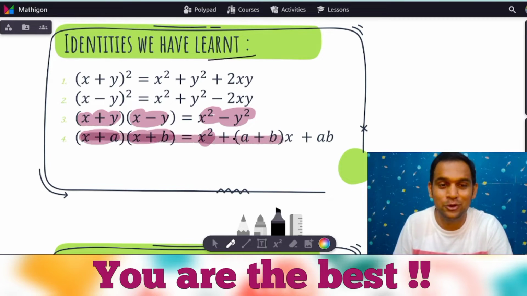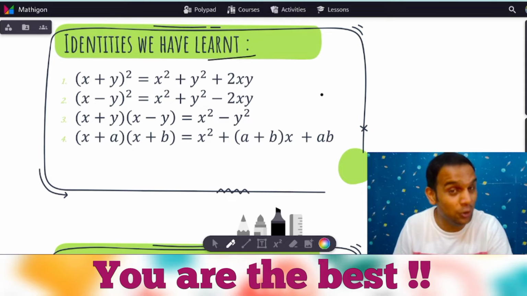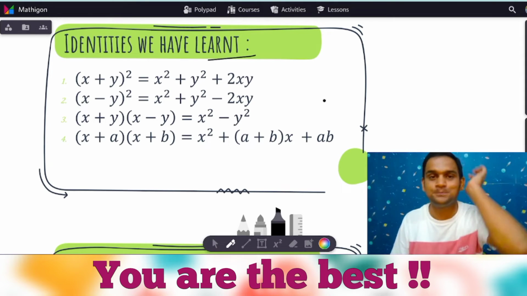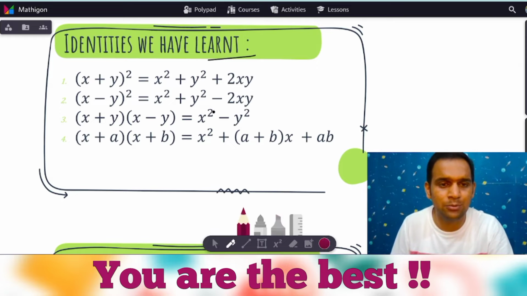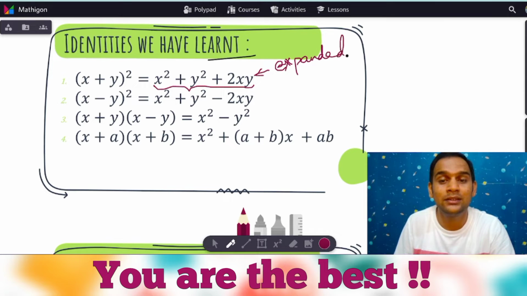Now this particular fourth identity we have used in the factor theorem. A little bit of a variation, but we have discussed this. I hope you remember that. Now there's one thing we must be very careful about. The right hand side of x plus y the whole square is called the expanded form. Why the expanded form? Because it is a polynomial where we have three different terms, and obviously it's a polynomial with two variables. All the powers you can see are whole numbers.